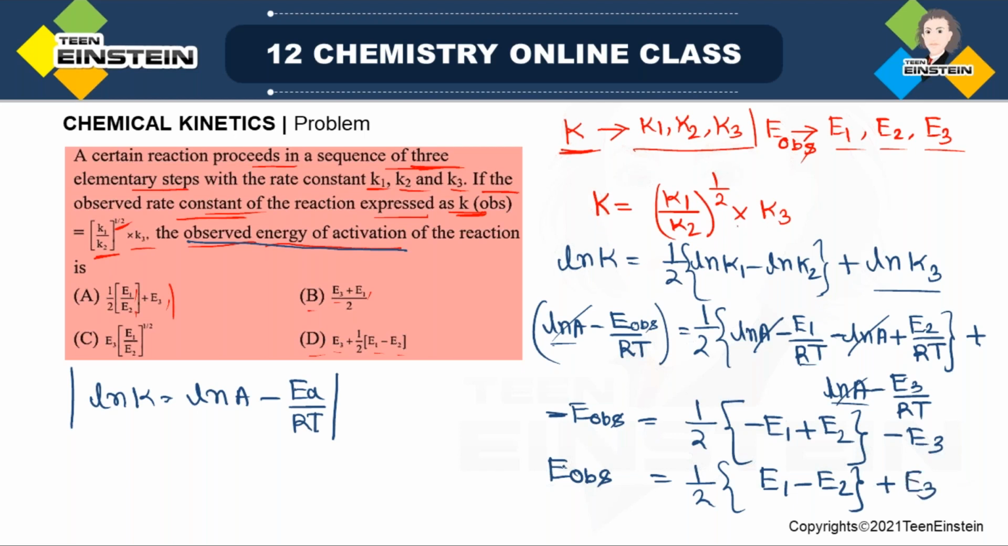So can you tell me it is matching with which option? Look at the options carefully. All the terms are present, E1, E2, E3. So obviously this is not correct, right? Here E1 by E2 ratio is present, but in our case there is no ratio, it is simply E2 is subtracted from E1. So it is matching with option D. Any doubt? Is it fine?